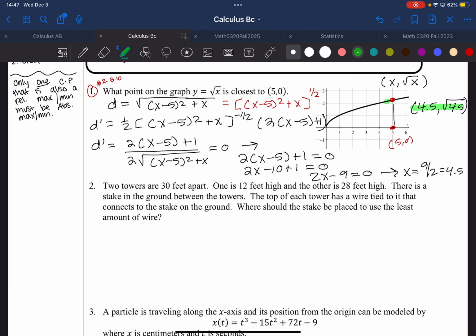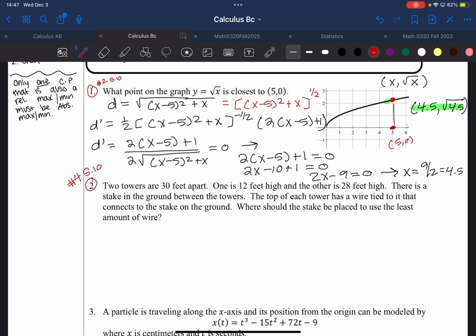Okay. The next one, number 2, is actually number 4 from 5.10. And when we were drawing this diagram for number 2, it looked like 2 right triangles facing each other. So it says 2 towers are 30 feet apart. One is 12 feet high and the other is 28 feet high.